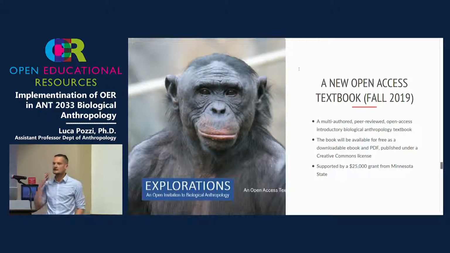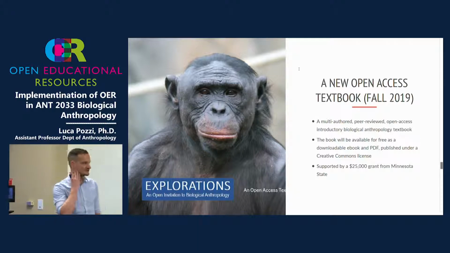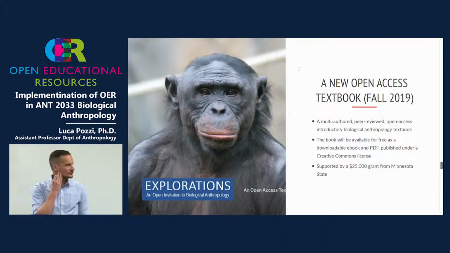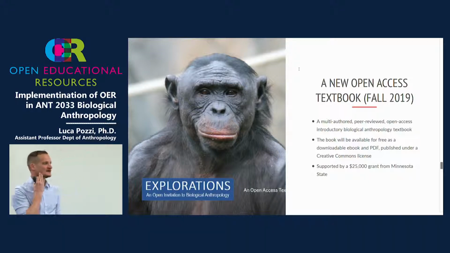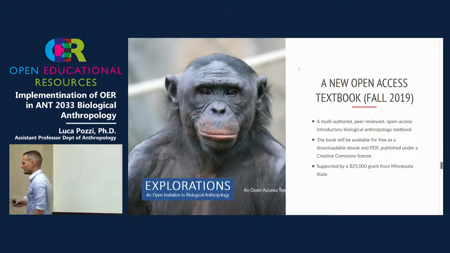There is though now a book that has been developed and is in process to be released, probably in fall 2019. And this is indeed a multi-author peer review open access book in Introduction to Biological Anthropology. It should be available between the summer and the fall of this year. And it's also being supported, of course, by a grant from Minnesota State in this case specifically. So we might actually include this particular resource as well in our curriculum.